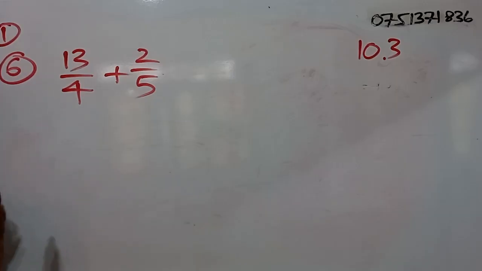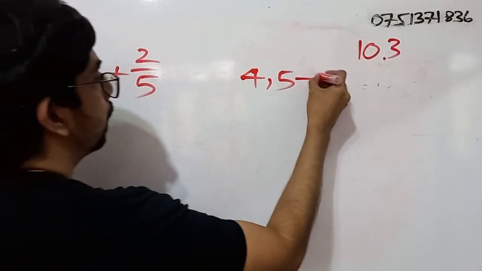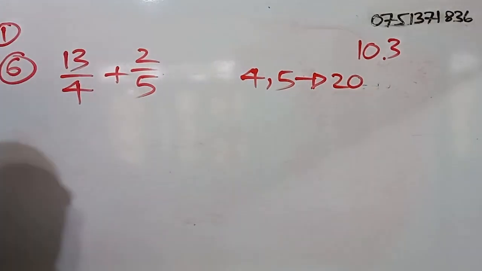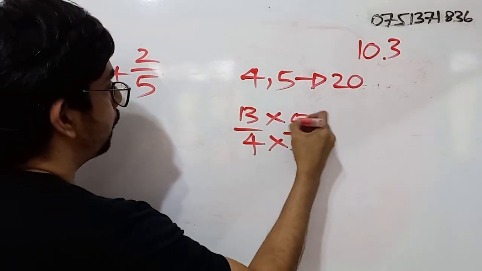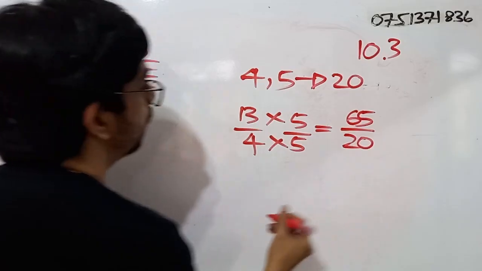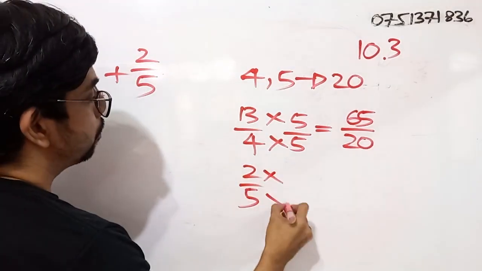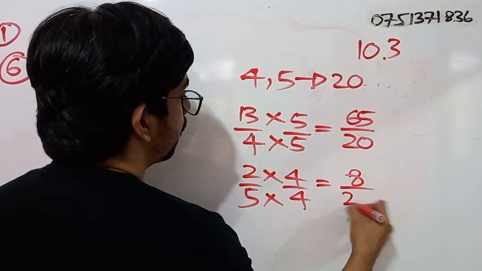So here we have two fractions, and just as before, the denominators are different. So 4 and 5, those are the denominator numbers, right? So the easiest method is what? Come up with the least common multiple for 4 and 5. So what will that be? In this case, it is 20, right? So 13 by 4, I will have to multiply both numerator and denominator by 5. So this will be 65 by 20, and 2 by 5, I'll have to multiply both numerator and denominator by 4. So it will be 8 by 20.